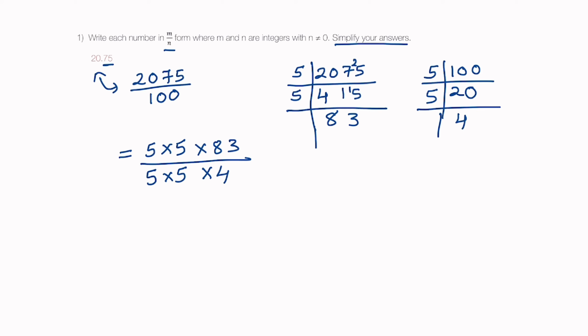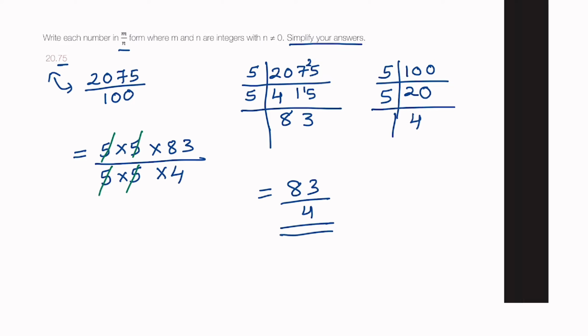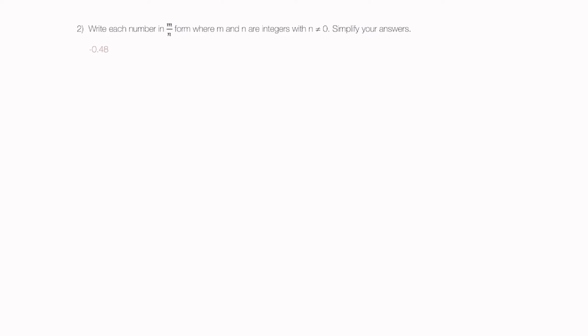What are my common factors here? 5, 5, 5, 5. And the answer is going to be now? Yes, 83 over 4. That's the simplified version that you have. This is exactly what we have done in the previous independent practices. Let's go to the next one.